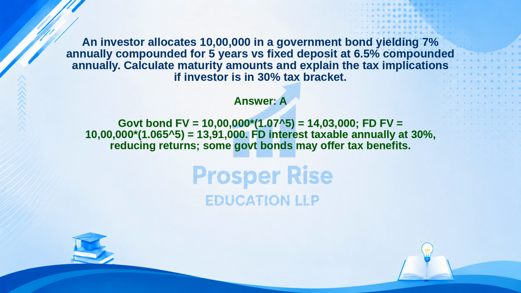Government bond FV equals 10 lakhs into 1.7 to the power 5 equals 14 lakhs 3,000. FD FV equals 10 lakhs into 1.65 to the power 5 equals 13 lakhs 91,000. FD interest is taxable annually at 30%, reducing returns. Some government bonds may offer tax benefits.